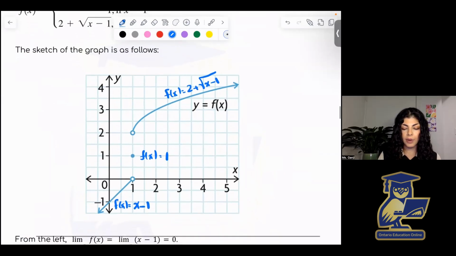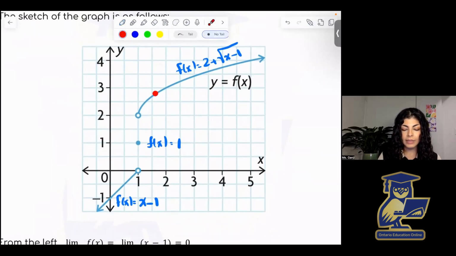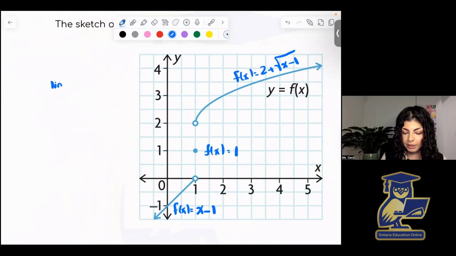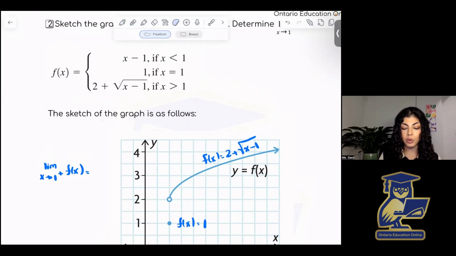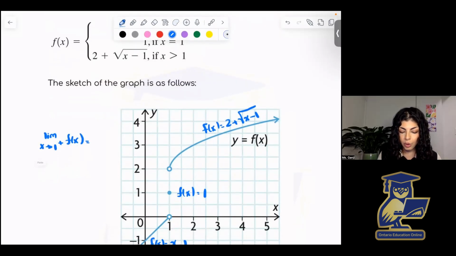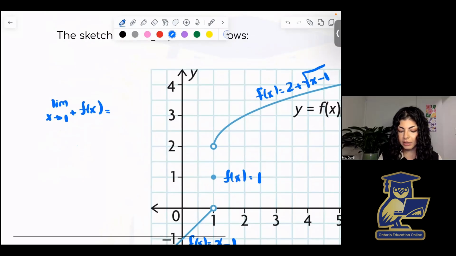So just looking at it graphically first, from the right-hand side, as we are approaching, and again, we have that hole there because it does not include when x is equal to 1, we see that we are getting closer and closer to 2. So we can write the limit of x approaching 1 from the right-hand side of f of x, and we will just write f of x as a whole because we are accounting for all of these three because it's a piecewise function. So you have to write f of x, which is the definition of the function. We can't just write the piece that we are using. So here, from the right-hand side, we see that this is 2.